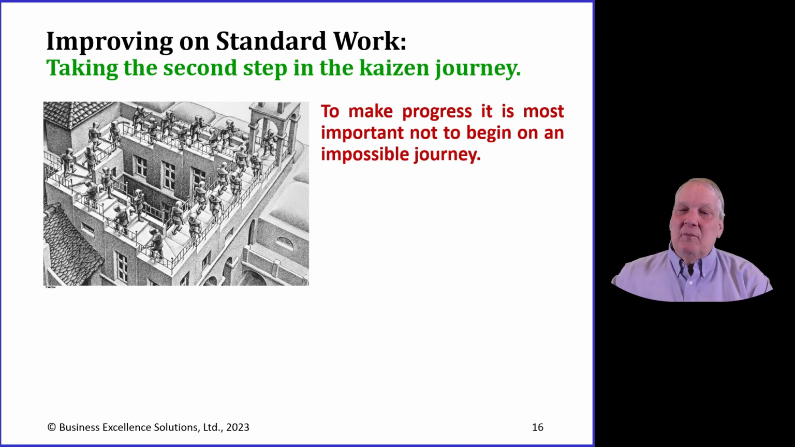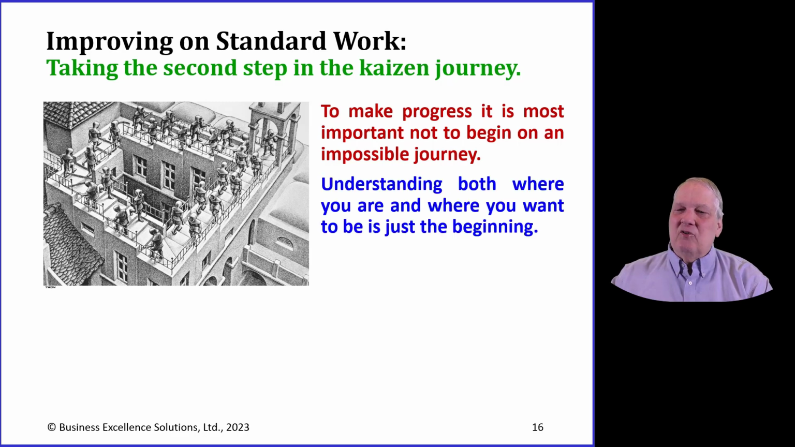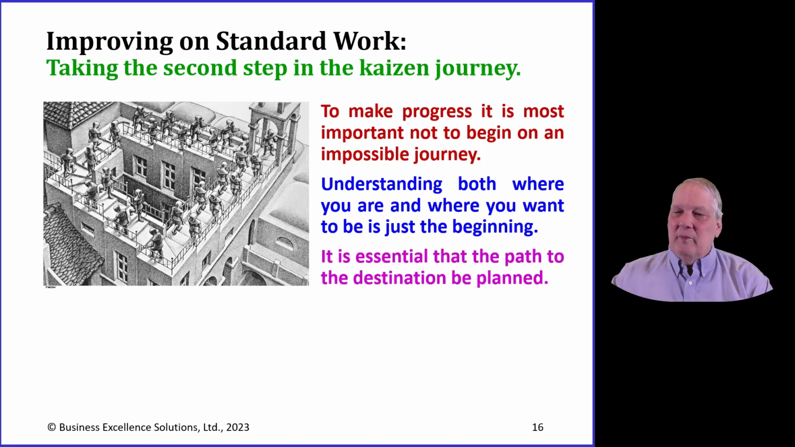It's important not to begin on an impossible journey. If you take a look at this drawing here, it's done by Escher. And when you look at it very carefully, you see everybody's walking uphill except that really it appears that some of them should be walking downhill. So how does that happen? Well, it's an impossible journey. So understanding both where you are and where you want to be is just the beginning. We have to understand that the path to the destination has to be planned. It has to be a part of the step-by-step approach we're going to take and a logical journey to achieve the end state.